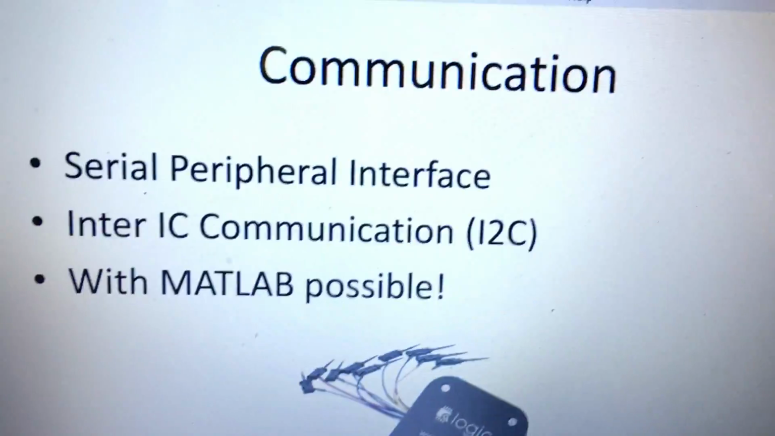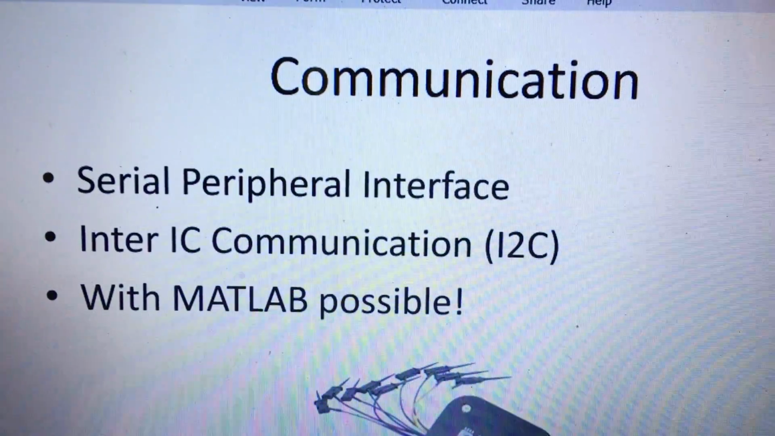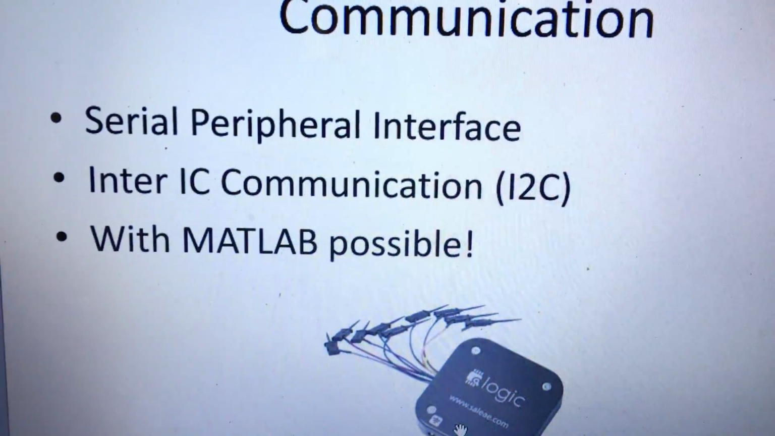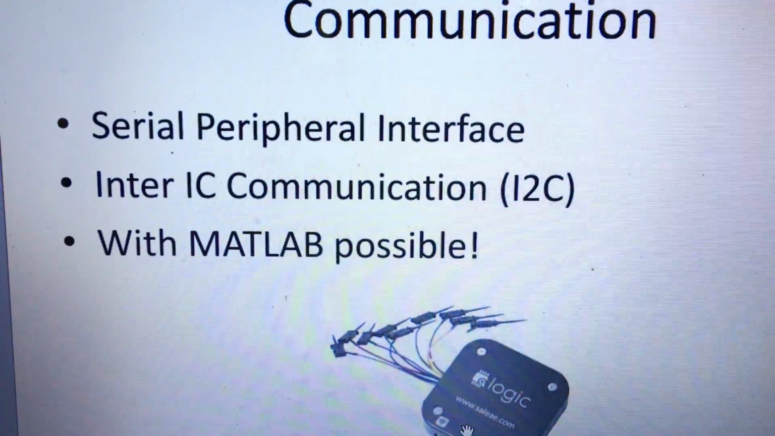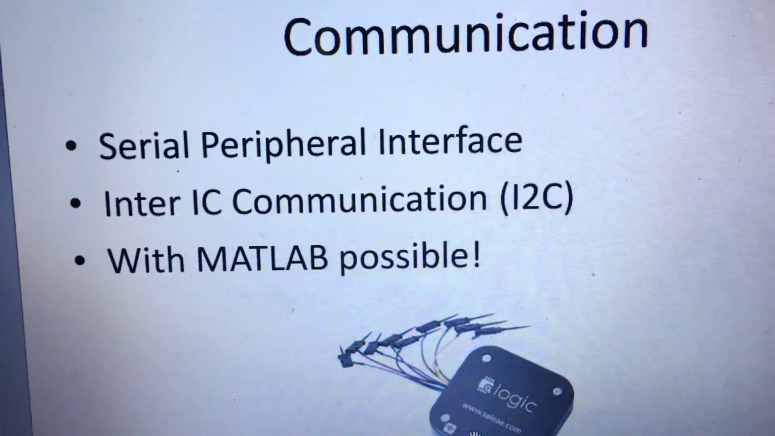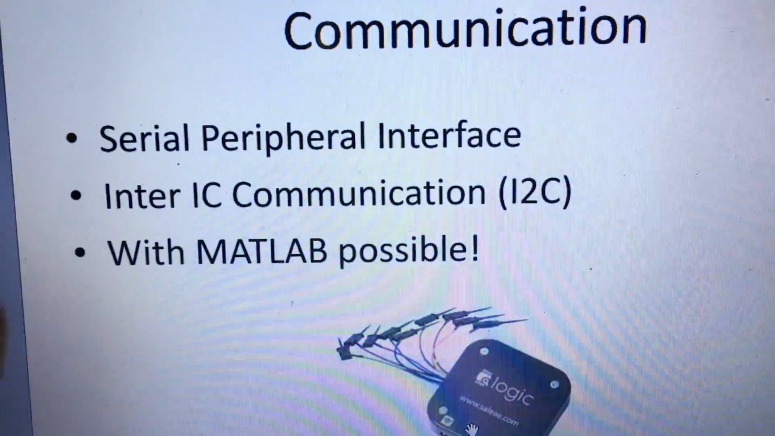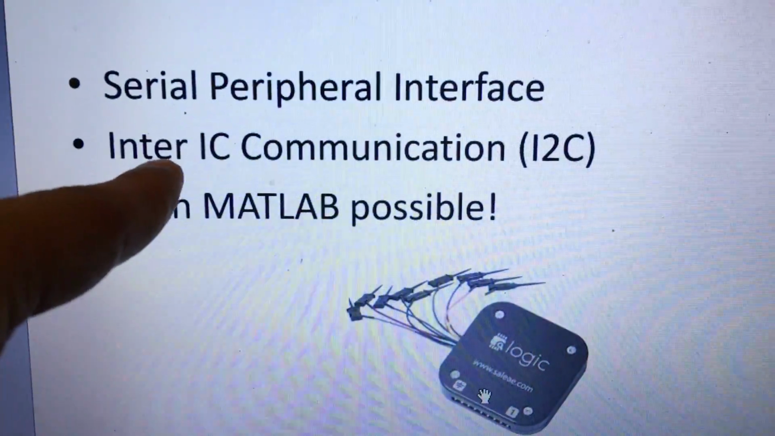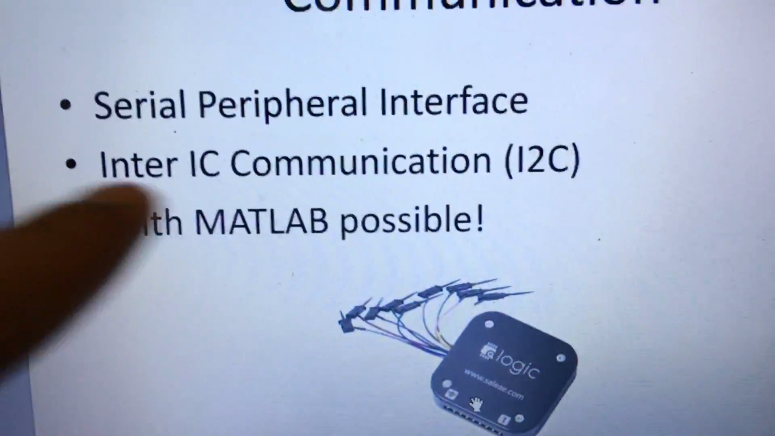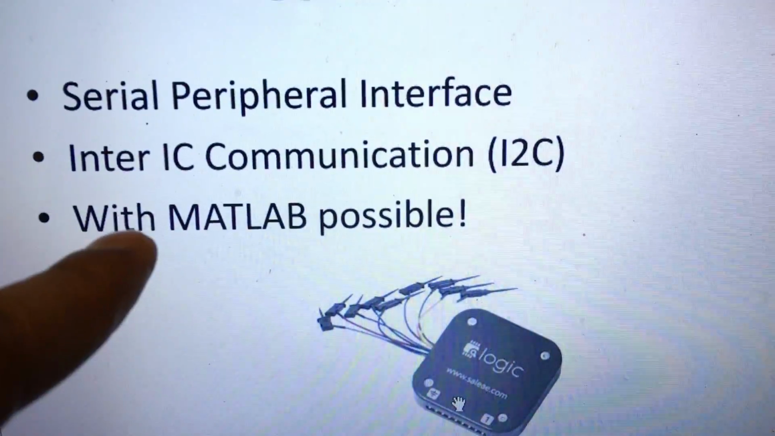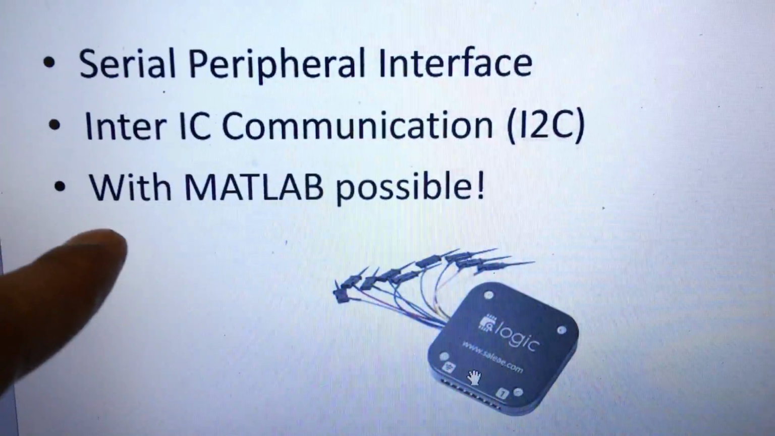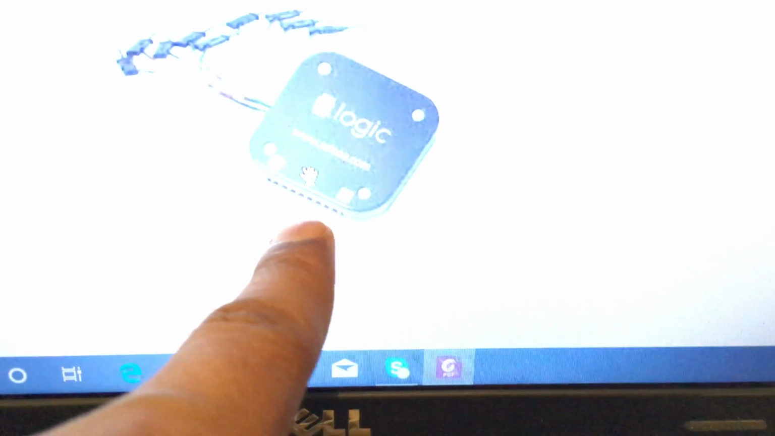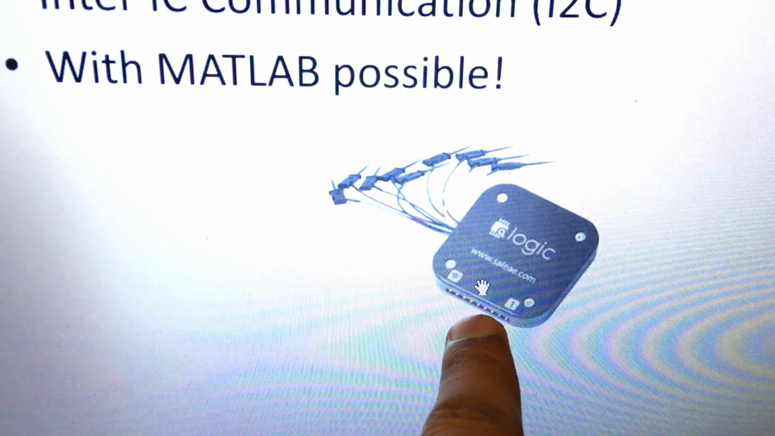Now let us talk about in which way the device can communicate. The device can communicate with serial peripheral interface, that is SPI. Inter-IC communication is also possible, that is bit by bit data will be transferred from one instrument to the other instrument. And some time ago we discussed that apart from SPI and I2C communication, USB communication is also possible, controller area network is also possible, and so on. Then it is possible to connect a typical logic analyzer with MATLAB as well. This is how a logic analyzer looks like.